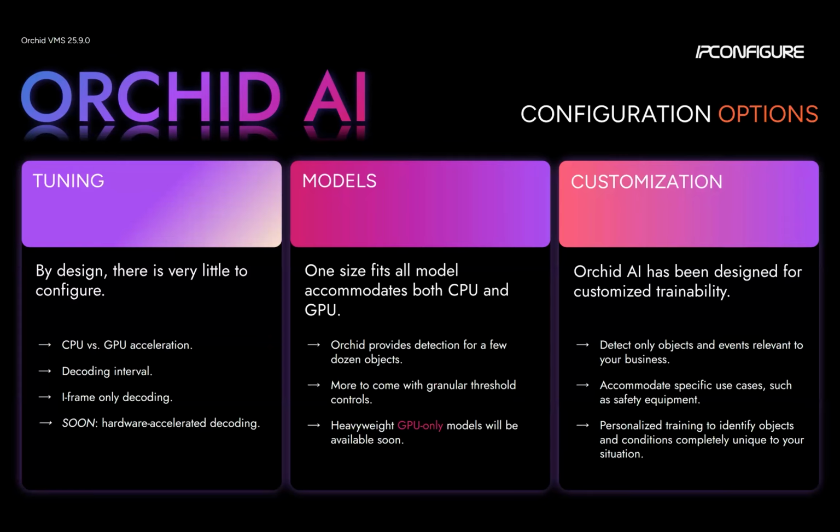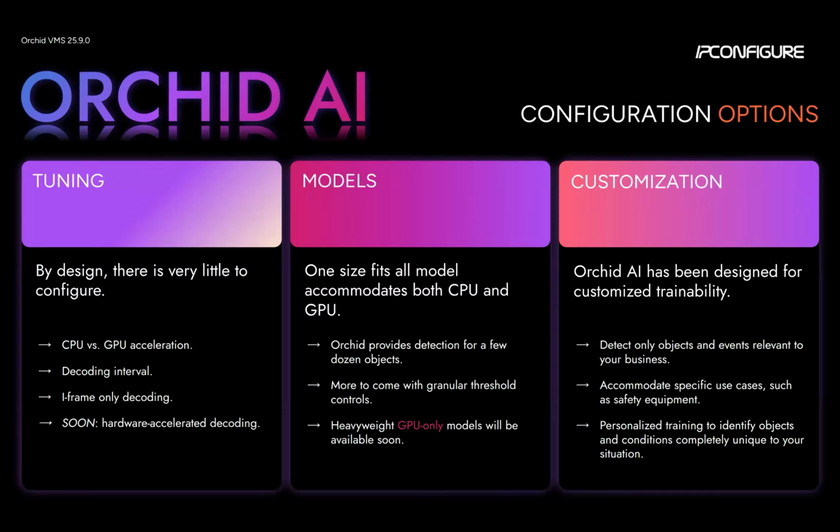Orchid AI ships with a one-size-fits-all detection model. The detection model includes all of the different types of objects that we can detect. It's designed to work well with both CPU and GPU acceleration. We expect in future versions of Orchid, we will begin distributing heavier weight models that might require a GPU, might give you access to more types of detection, maybe slightly better detection performance. But for now, again, it's a single one-size-fits-all model. We're really happy with the performance, both with CPU and GPU AI search.